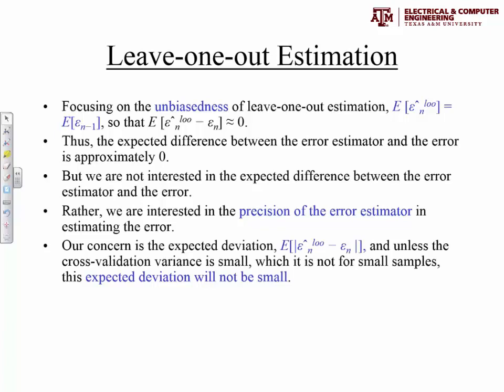So for that, you need to look at the variance. We're not interested in the expected difference between the error estimator and the error. Rather, we are interested in the precision of the error estimator in estimating the error. And our concern is this expected deviation, which is actually this with the absolute value inside. And that, in general, is not going to be 0. It can be far from 0, and especially if you have small samples, the variance is going to be large, and you'll have a large value here. So this is also not a very good technique.